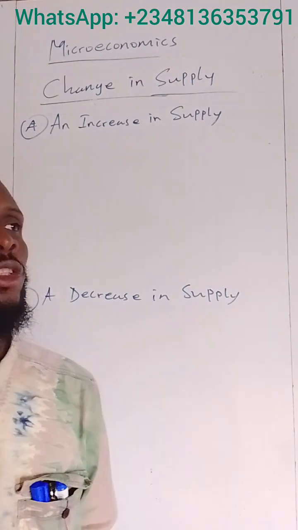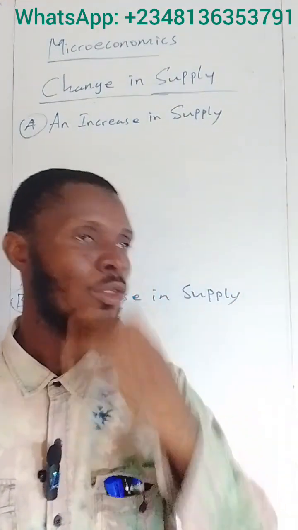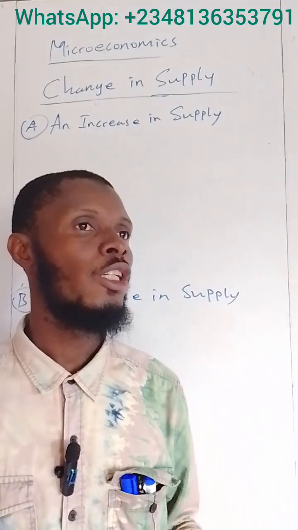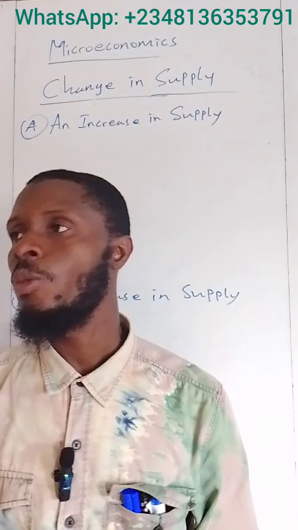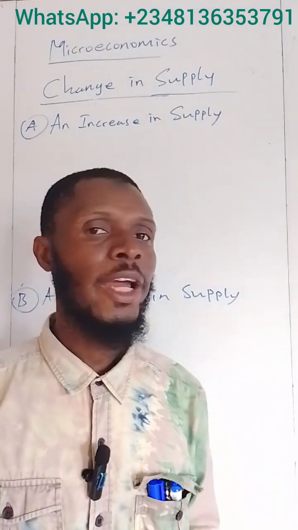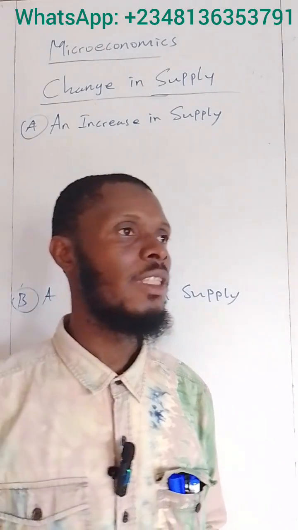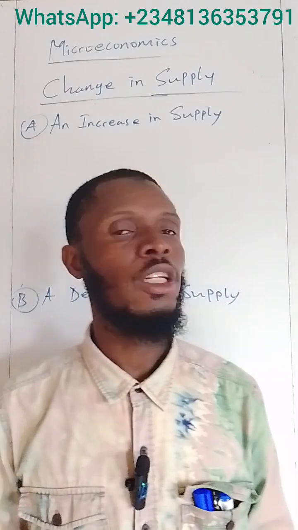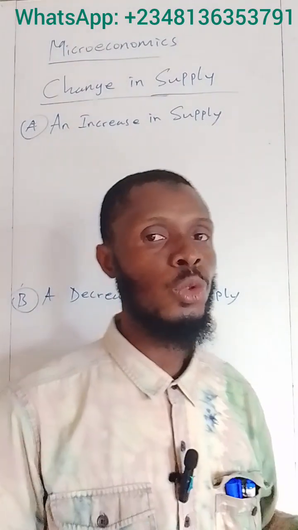When we are analyzing changes in the quantity supplied, we assume it is only the price of the commodity that is the main determinant of the change in the quantity supplied. But for a change in supply, we assume the price is held constant. That is, the price does not affect the change in supply, but other factors that affect supply do.